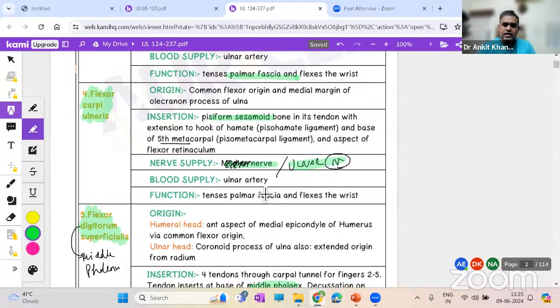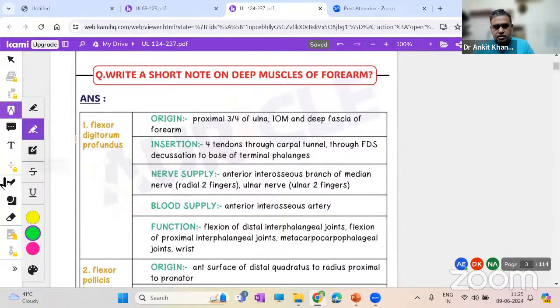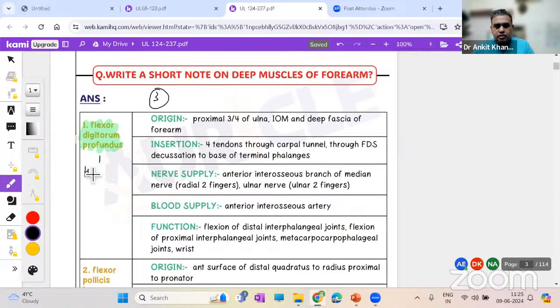So now let's come to the deep muscles. Okay, so deep muscles of forearm. As we said, there are basically three muscles in the deep. So which muscles you have? You have flexor digitorum profundus. Now profundus means deep. Two, three things you need to know: this is a hybrid muscle. Okay, so its nerve supply is from your median nerve as well as the ulnar nerve.